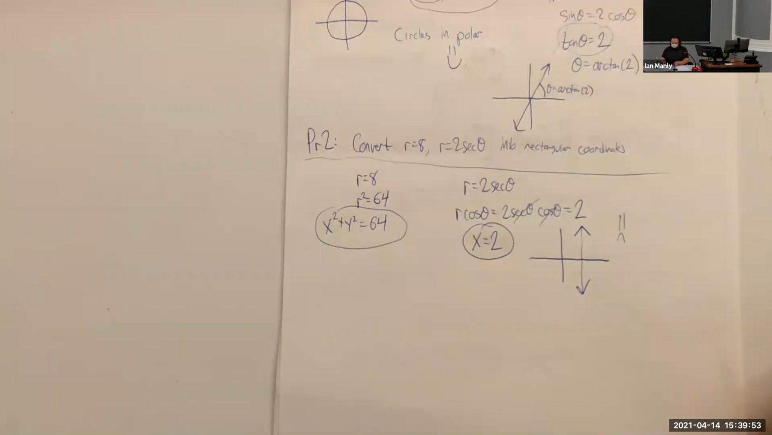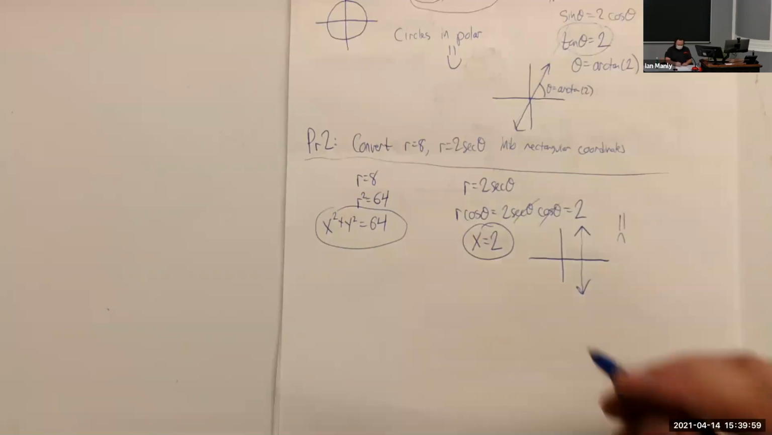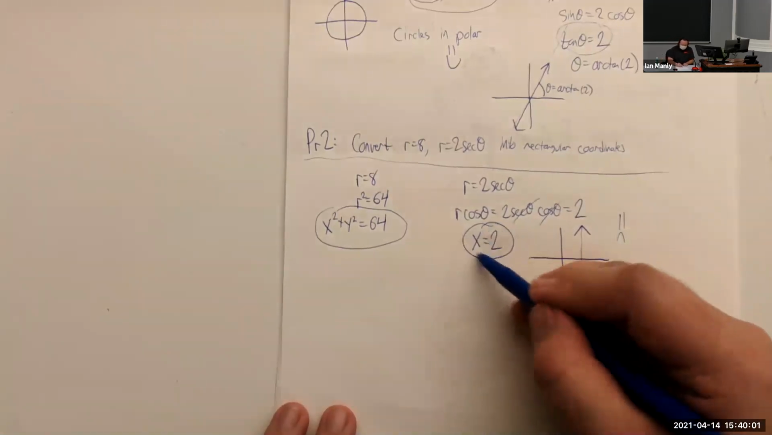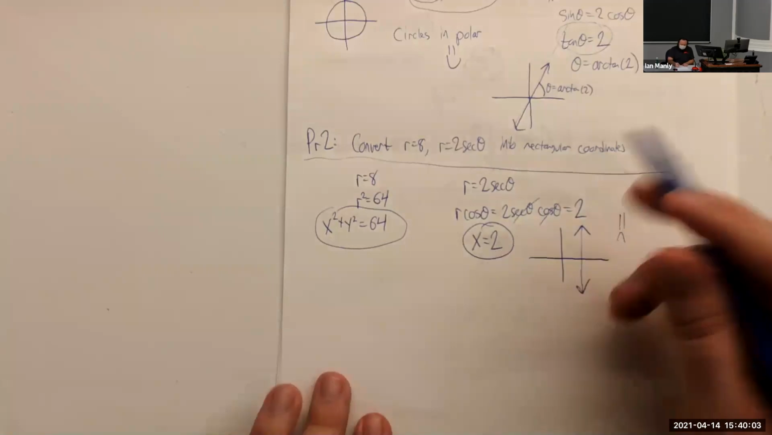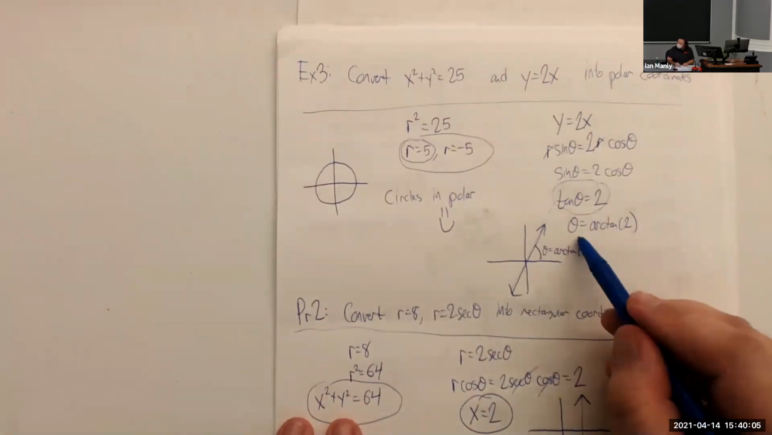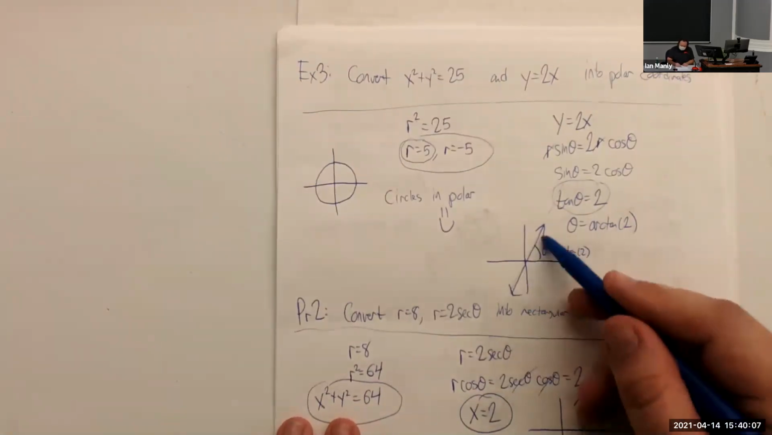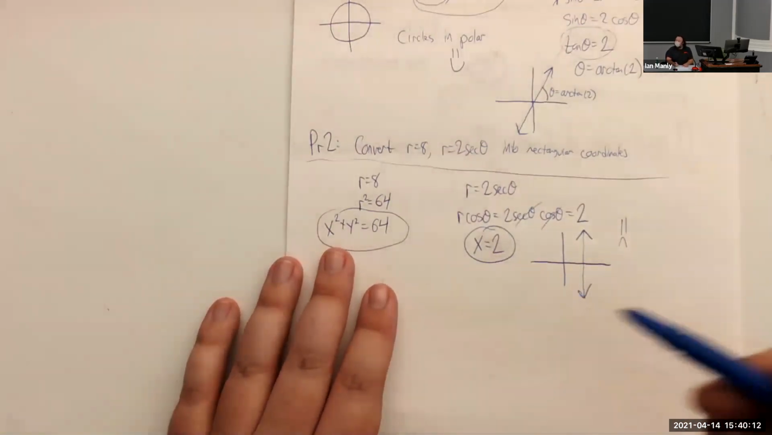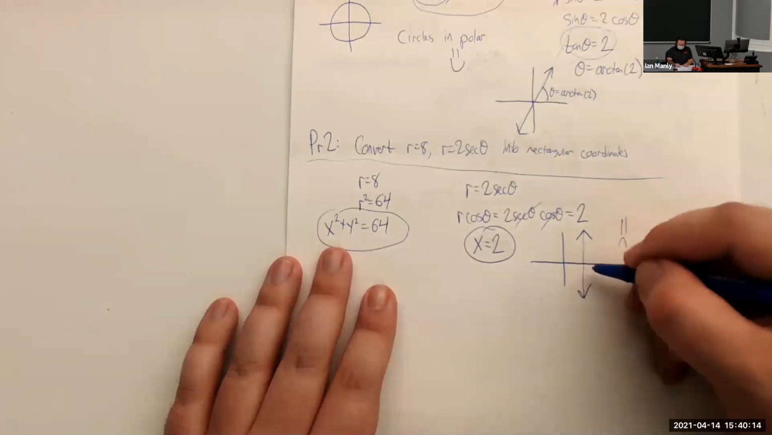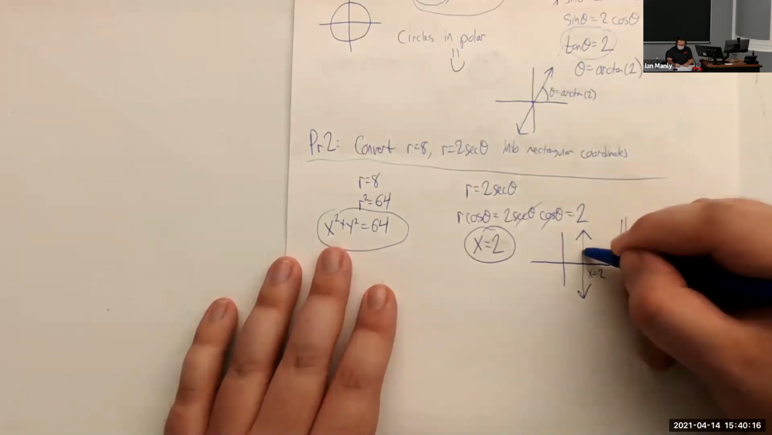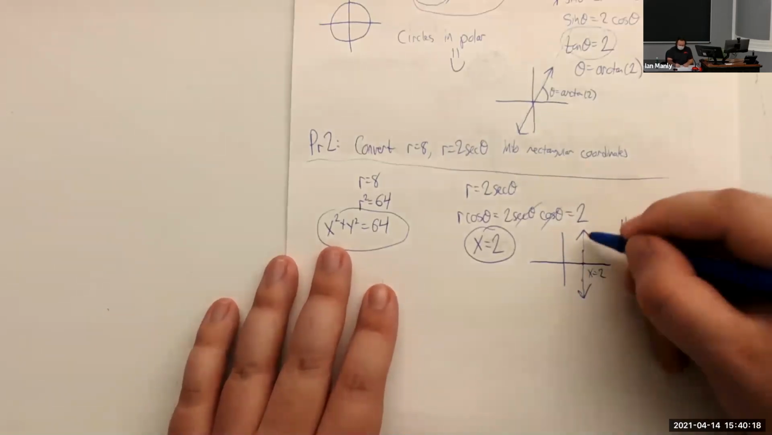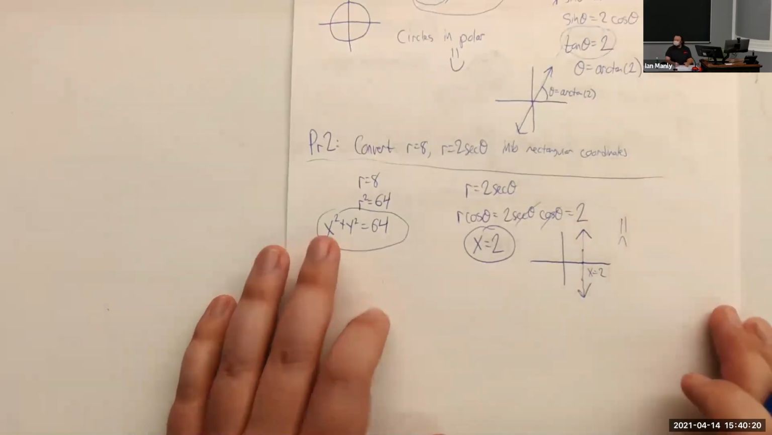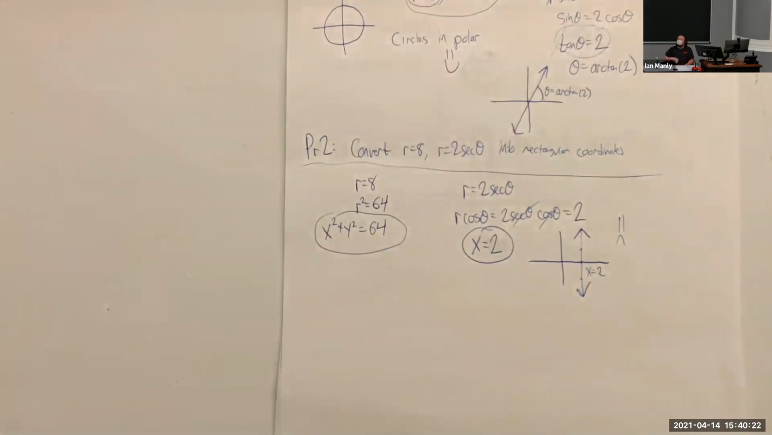So the question was, where does y show up in here? Why don't we have that? Well, kind of like how back here, we have theta is arctan of 2, and then r can be any value. All we need is x to be 2 here, and then y can be any value. So as long as x equals 2, y can be 1, it could be 0, it could be -1, it could be 100 million, whatever. So y could be any value whatsoever.